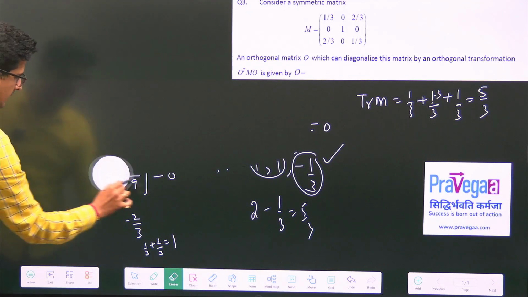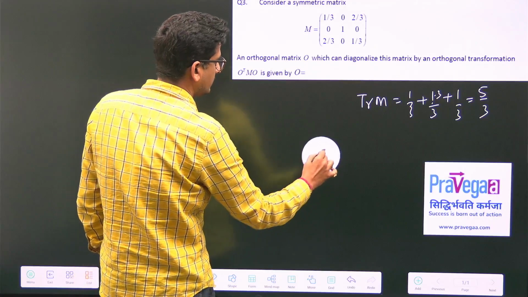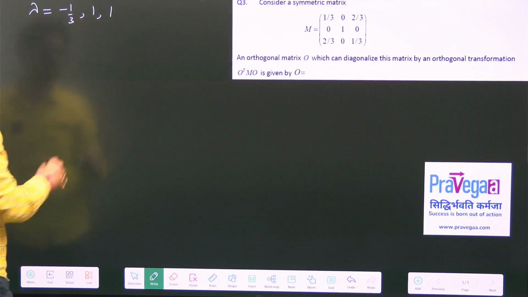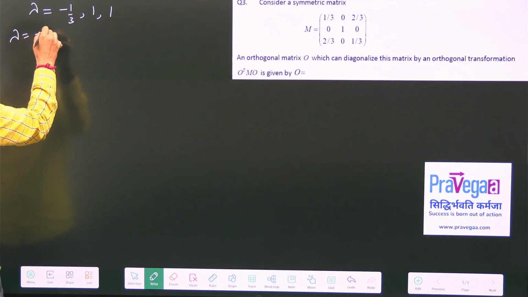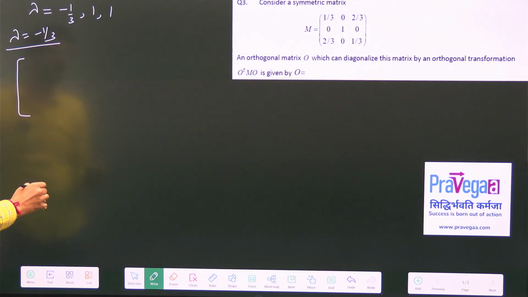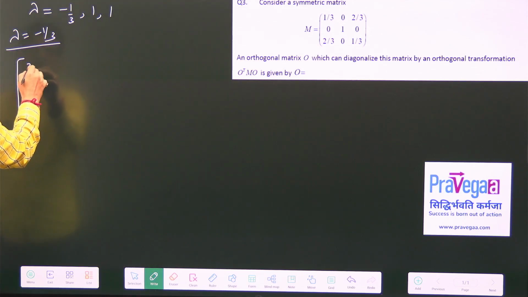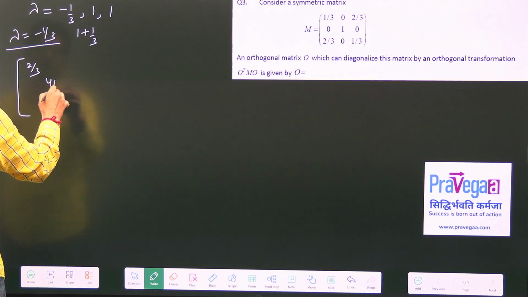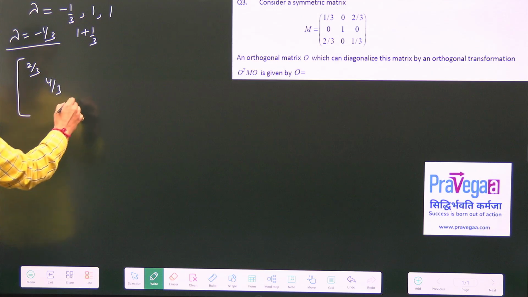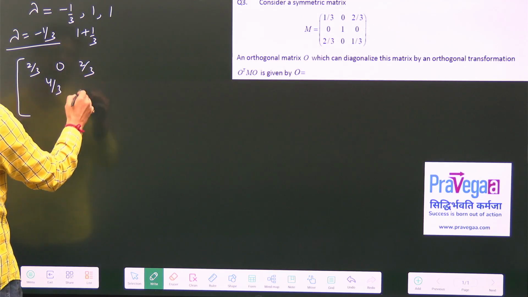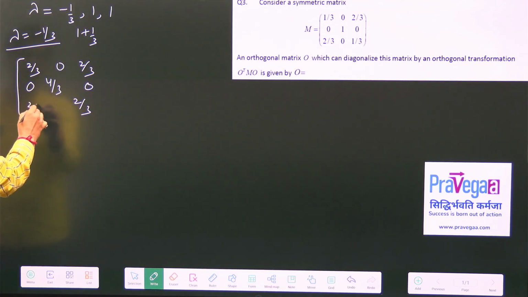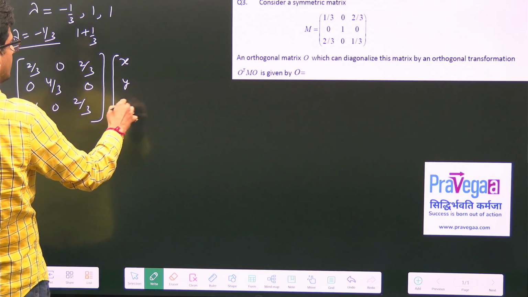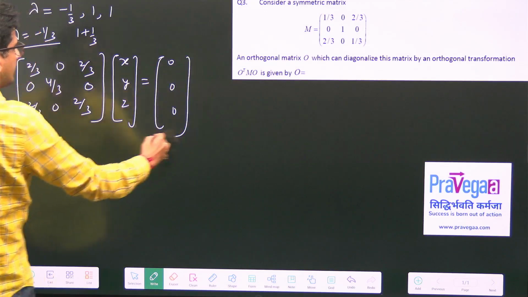We got eigenvalues as minus 1/3, 1 and 1, okay, and for lambda equal to minus 1/3, let us get eigenvectors. So it will become 1/3 minus (minus 1/3), which is 2/3, and 1 minus (minus 1/3) will become 4/3, and 1/3 plus 1/3 will become 2/3, and then 0, 2/3, 0, and 0, and 2/3, and 0, times a vector x, y, z, and this is equal to 0, 0, and 0.